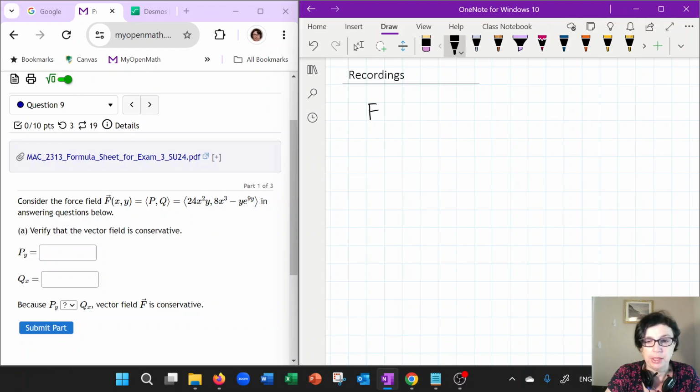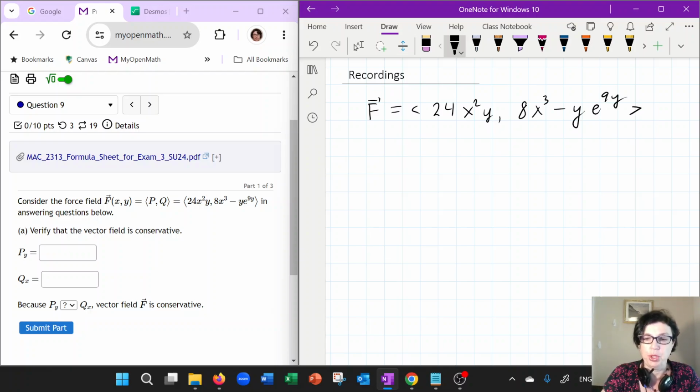The field consists of two components, and there is a difference between checking this and checking if it's three components. You would have to find the curl and make sure that the curl is 0. But here, we only have two components. Let's write them down. So I've got 24x squared y and 8x cubed minus y e to the power 9y.